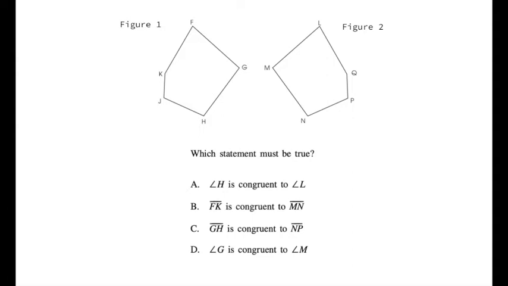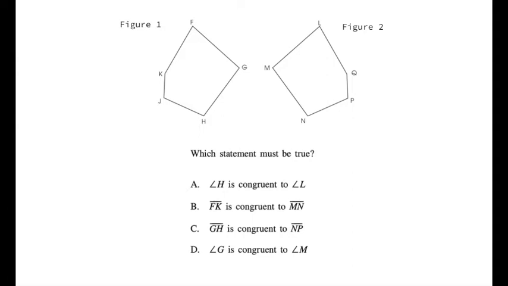So look at angle H in figure 1 and think, is that true? Is that congruent to angle L? If figure 1 was flipped onto figure 2. If not, move on to the next one. So move on until you find one that you feel is the most correct, and pick that one as your answer. You have about a minute and 5 seconds to read through them and pick which one you feel is the correct one.